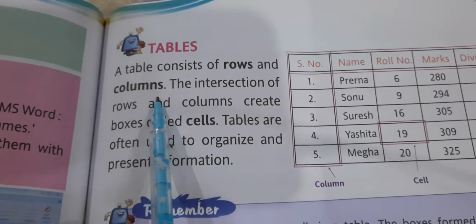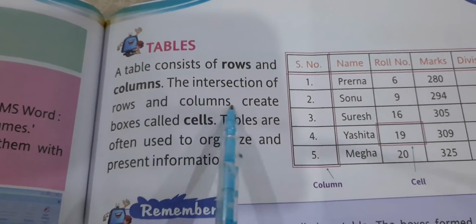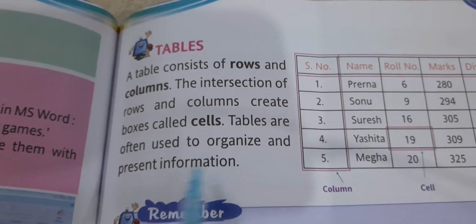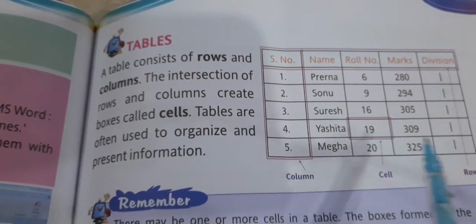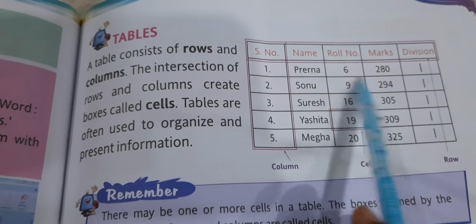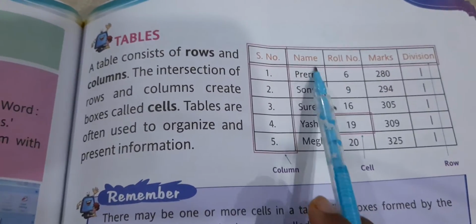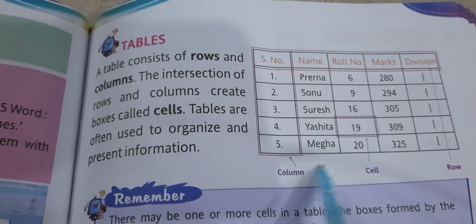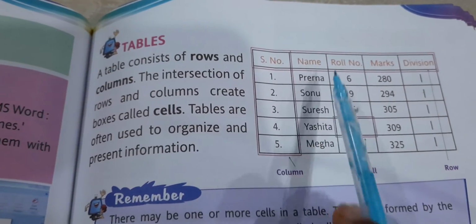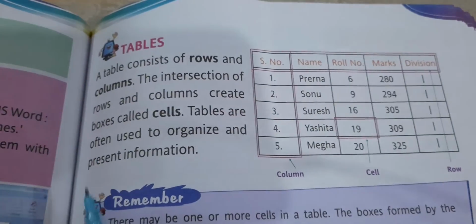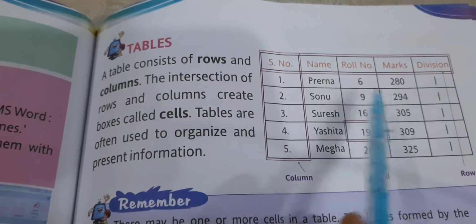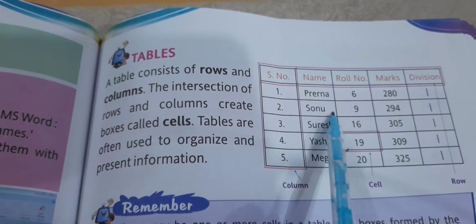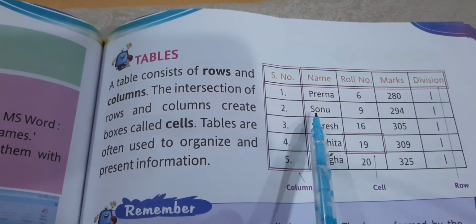Now, a table consists of rows and columns. The intersection of rows and columns creates boxes called cells. Tables are often used to organize and present information. So, we all know that a table consists of rows, which are horizontal, and columns, which are vertical. Horizontal this way, these are rows 1, 2, 3, 4, 5, and these are various columns: serial number, name, roll number, marks, etc. When they cross each other, a cell is formed. Like this rectangle is a cell, then this rectangle is a cell. All these are cells, children.